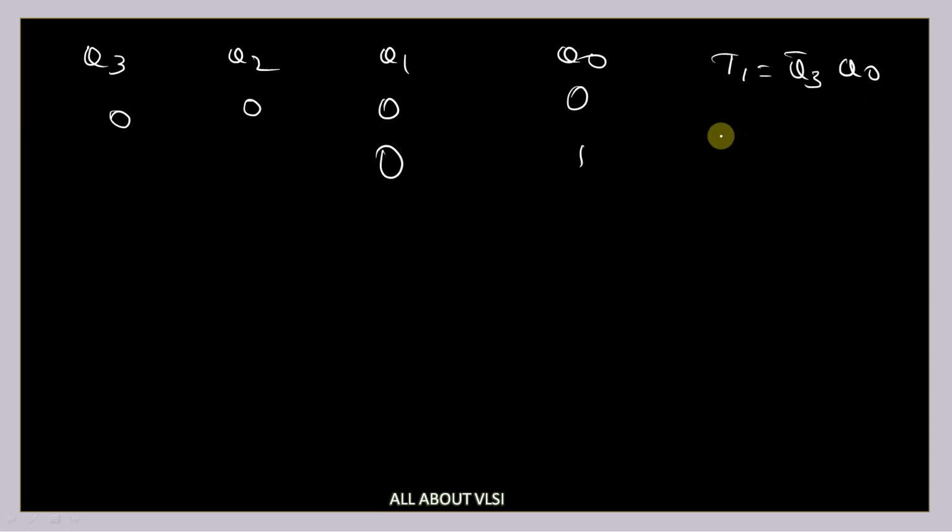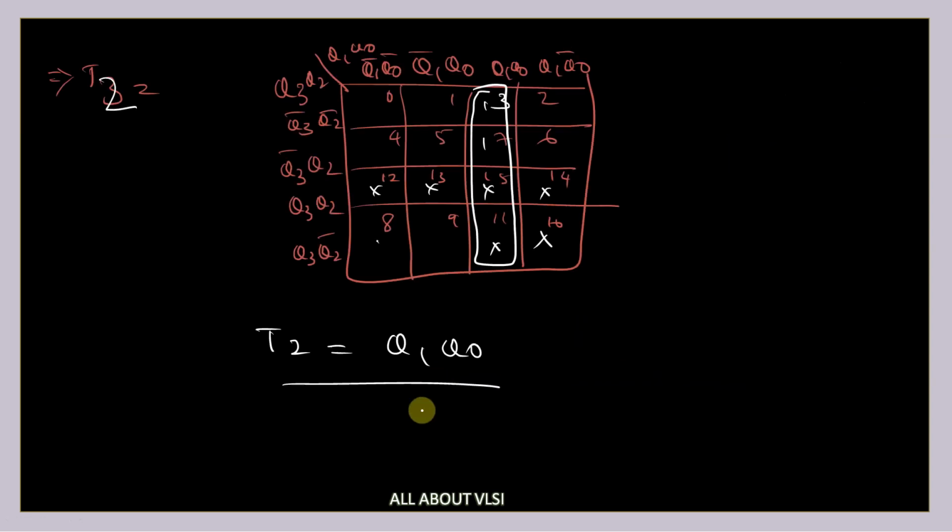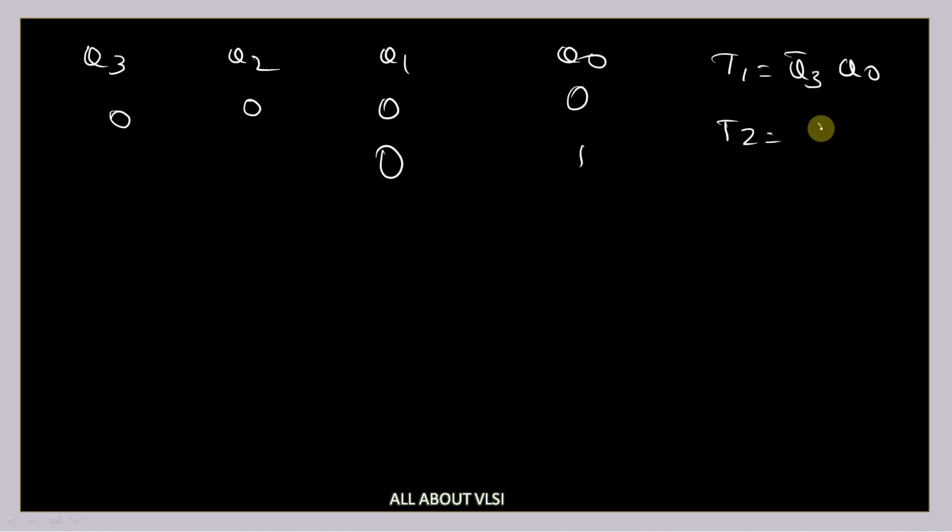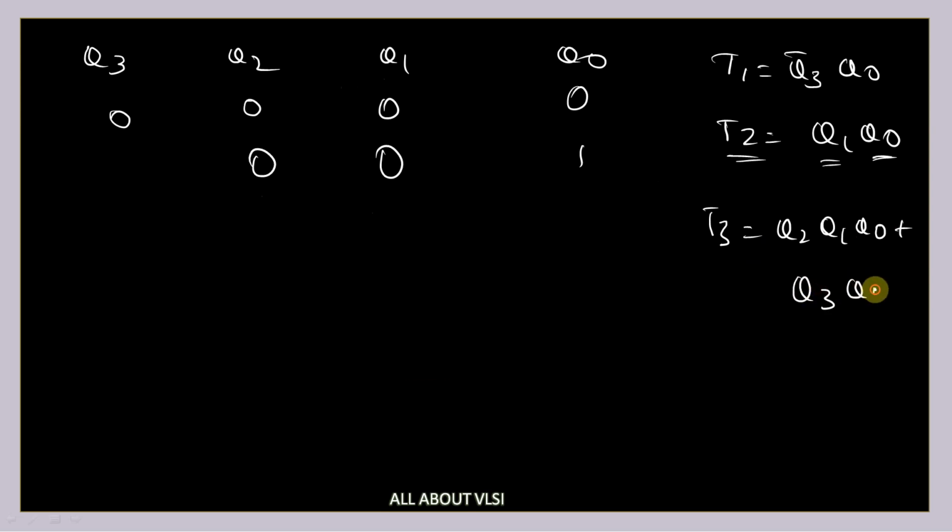No problem. And coming to T2, let us write down the equation for T2 also. T2 is Q1 into Q0. Sorry, Q0 is equal to 1 and Q1 is equal to 0. So T2 is equal to 0. Q2 is also equal to 0. And let us write the equation for T3 also: Q2, Q1, Q0 plus Q3, Q0. So Q0 value is 1, but these two values are equal to 0, and this value is also equal to 0. So T3 is equal to 0. Q3 is also equal to 0.